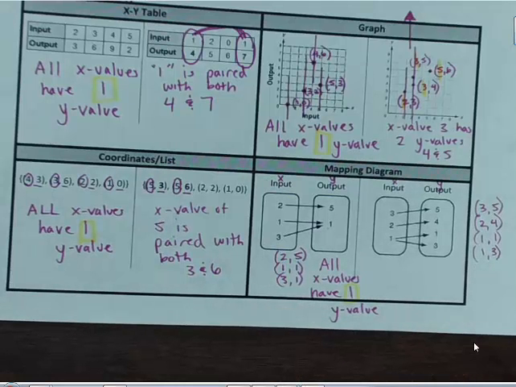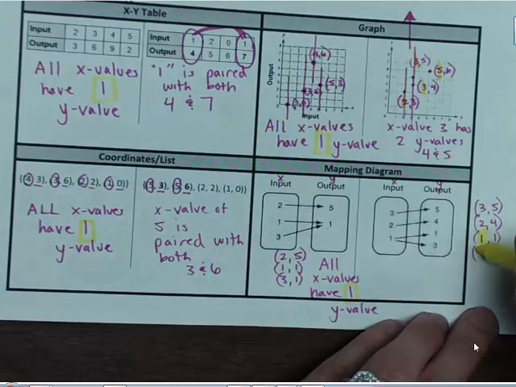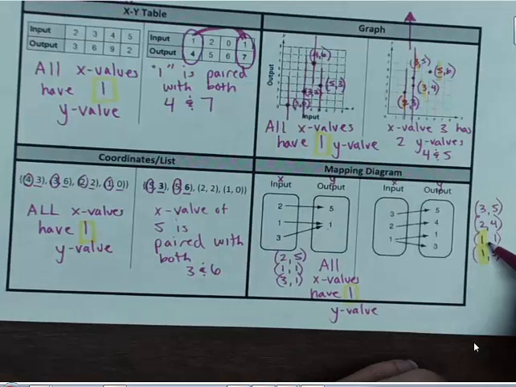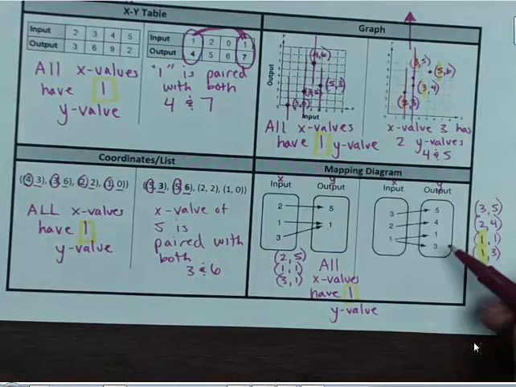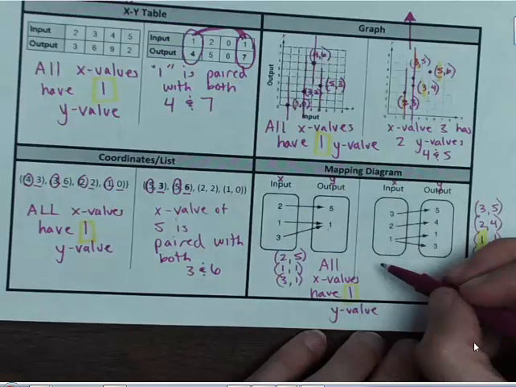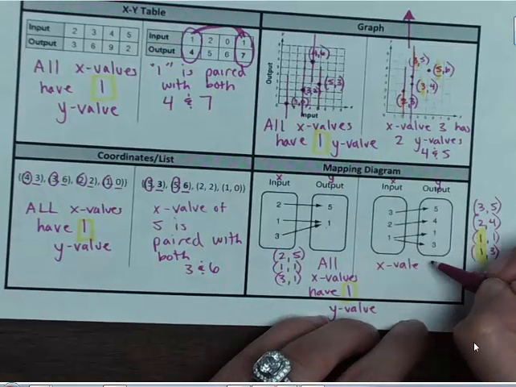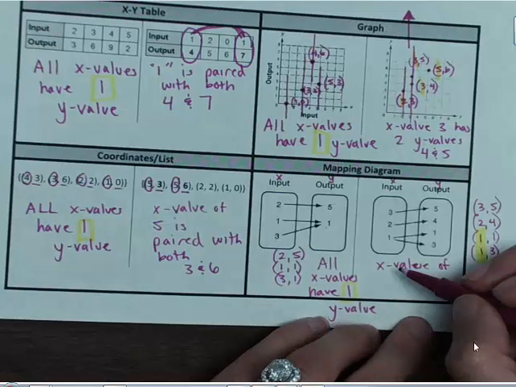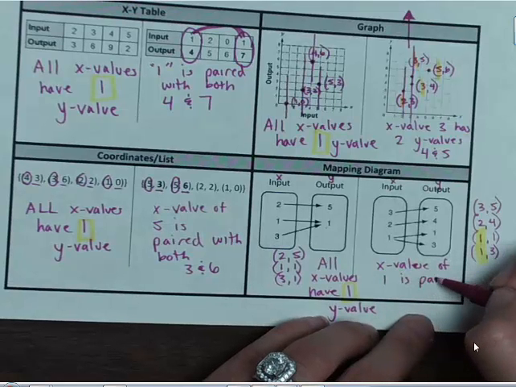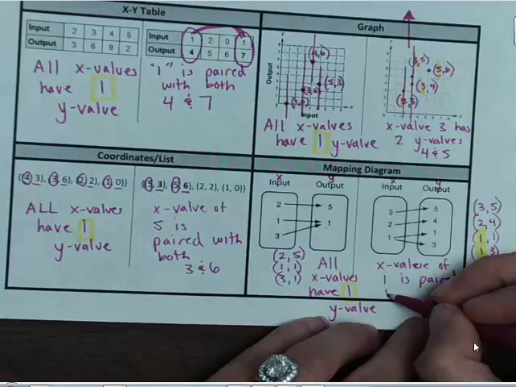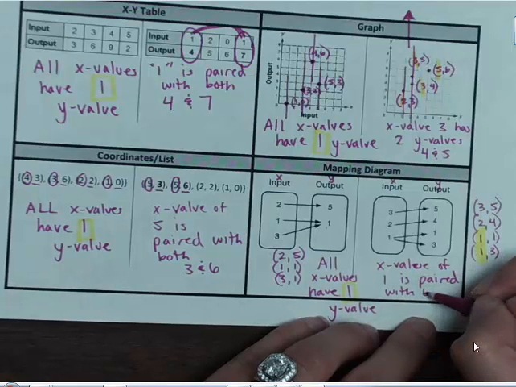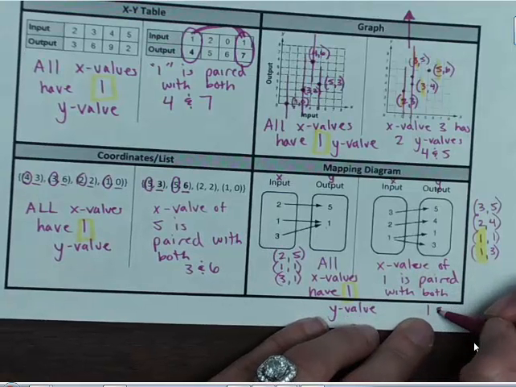Okay, so I'm looking to see if the x values have one y value. Notice the x value of 1 has two different y values. They have the 1 and they have the 3. So this is not possible. This is not a function because the x value of 1 is paired with two different y values, and those y values are 1 and 3.